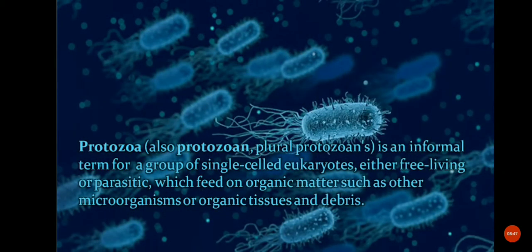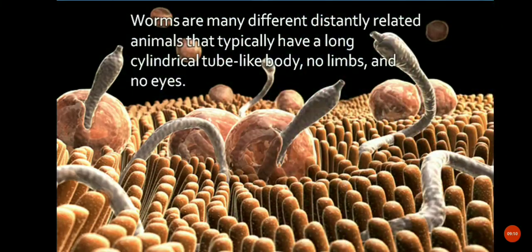Also included are the protozoa. Protozoan, in plural protozoa, is an informal term for a group of single-celled eukaryotes, either free-living or parasitic, which feed on organic matter such as other microorganisms or organic tissues and debris. The worms include the flatworm, the roundworm, and the hookworm. Worms are many different distantly related animals that typically have a long cylindrical tube-like body, no limbs, and no eyes.